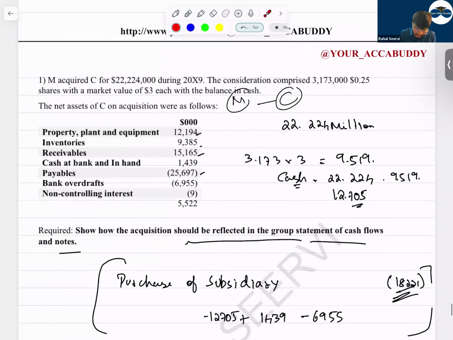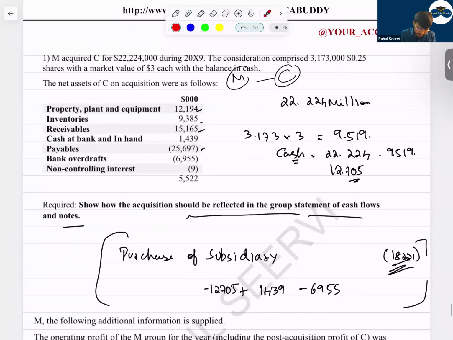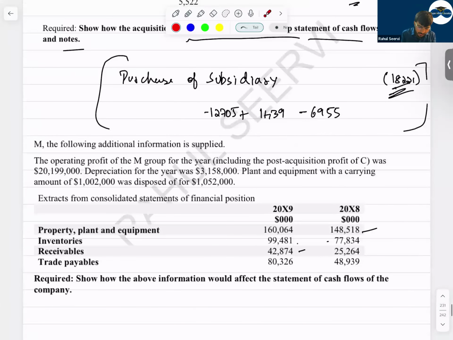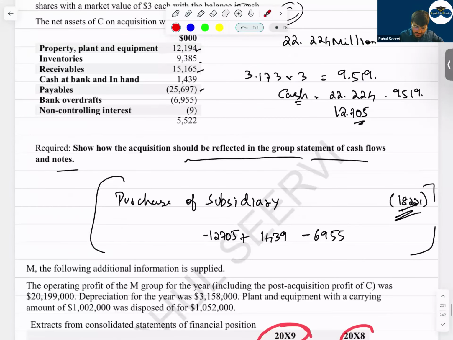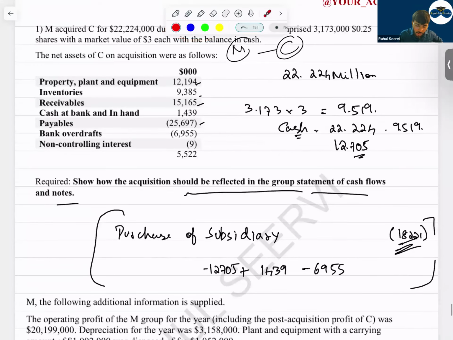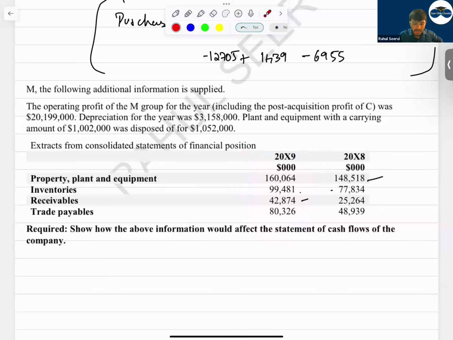Understand your point. Now for this one, an extract from the consolidated statement of financial position is given, 2000x9, 2000x8. Now in 2000x9, can I say we have acquired the company? In that case, all these values of the subsidiary are included here. But in 2000x8, the values are not included. Then what will you do normally? You will compare the inventory. Can I say the inventory is increasing here? So if the inventory is increasing, can I say it is a reduction in cash?